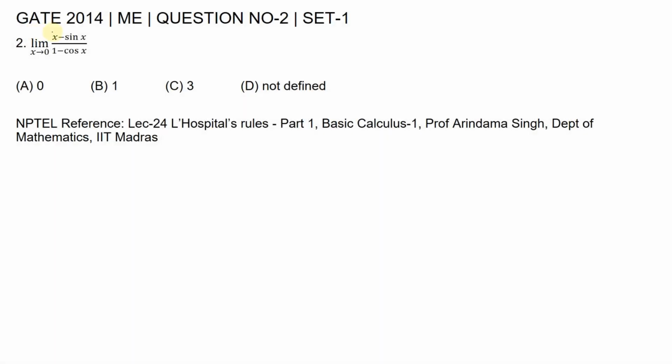This question is from GATE Mechanical Engineering of 2014. This is question number 2 of set 1. The question is, limit x tends to 0, (x minus sin x) upon (1 minus cos x), and we need to find the value of this limit.